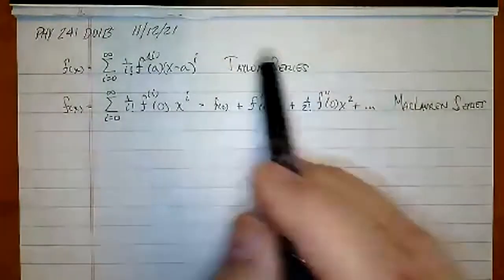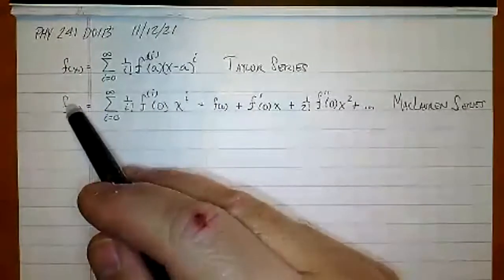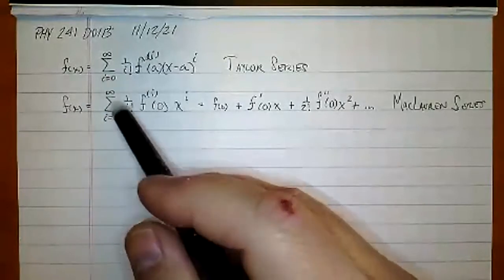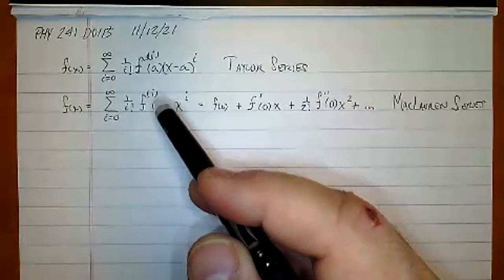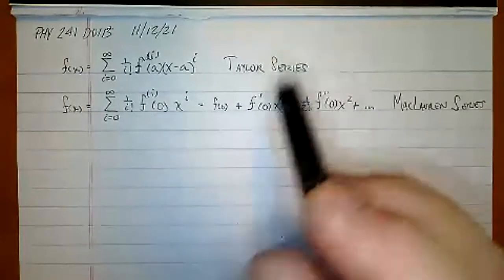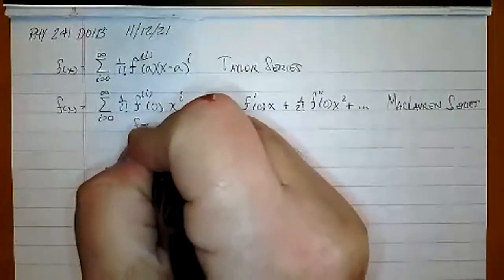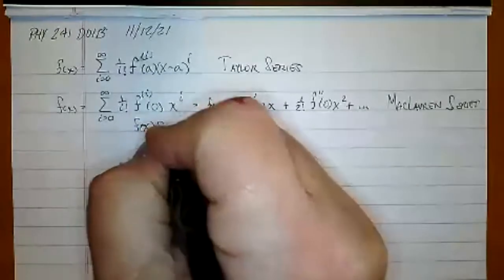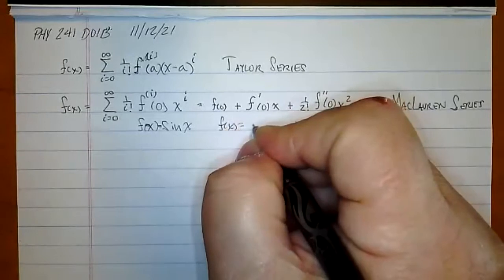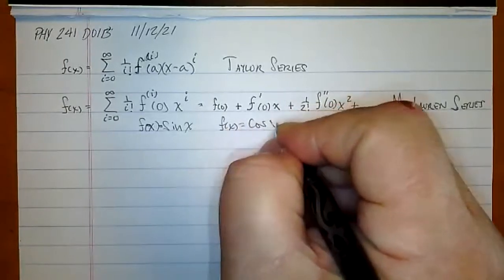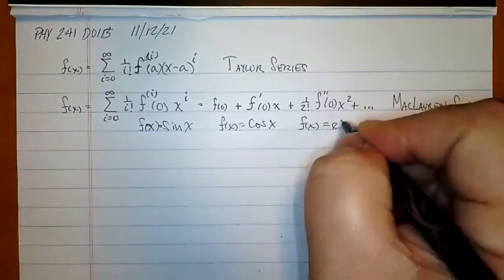The Maclaurin series is a special case of the Taylor series where a happens to be 0, and that's the one I'm going to use. It's f of x is equal to the summation from i equals 0 to infinity of 1 over i factorial, the ith derivative of f evaluated at 0, and then x to the i. I recommend you do this with f of x equals sine x. I recommend you do this with f of x equal cosine x. And I recommend you do this with f of x equal e to the x.